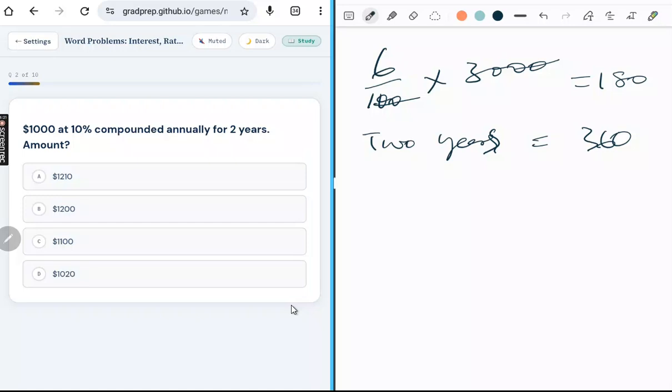$1,000 invested at 10% compounded annually for 2 years. Do you need to quote the compound interest formula? No. You say 1,000 times 1.1 the first year times 1.1 the second year. That's all. That is all.